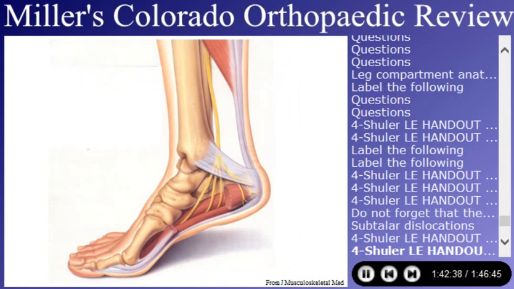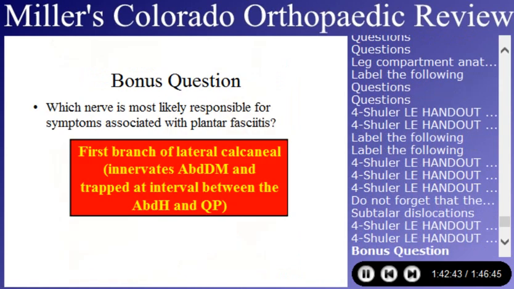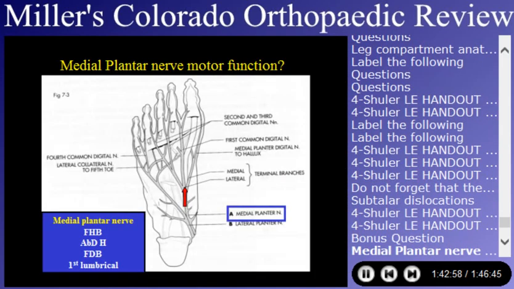Do not forget the way the nerve travels down here, the nerve that actually causes the pain associated with plantar fasciitis is the nerve most likely responsible for symptoms. First branch, lateral calcaneal, innervates the muscles I have shown. Medial plantar nerve, think of it like the foot.